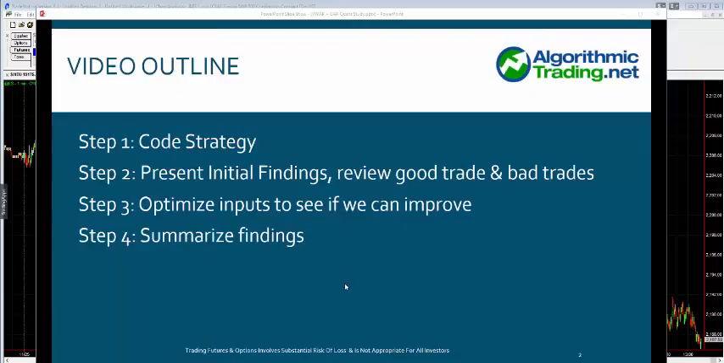But let me go on to the outline of the video. So number one, I'm going to code the strategy. We're going to use a finite state machine. I'm going to show you the code. Then I'm going to show you the initial findings. Basically, after you code it, when you run it in TradeStation, you get the full trade report that gives you the profit factor, the percent profitable, the number of trades. We're going to review the good trades, the bad trades, and then I'm going to optimize the inputs and see if we can improve. And then finally I'm going to summarize the findings.